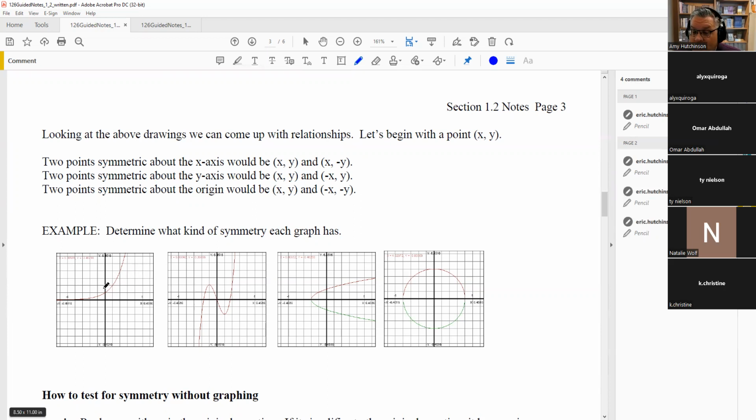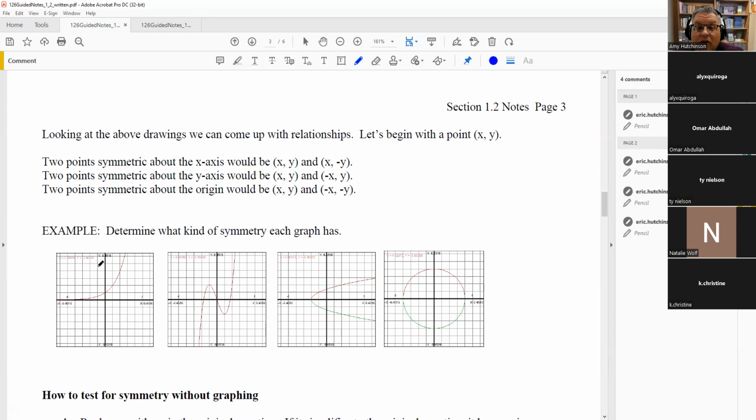So if I take this first picture and fold it along the y-axis, the graph is not going to lay on top of the other piece, so I know it doesn't have y-axis symmetry. If I do the x-axis, there's nothing below to fold it over onto. So if I fold this over, it's not going to match up with anything down below because there's nothing there.